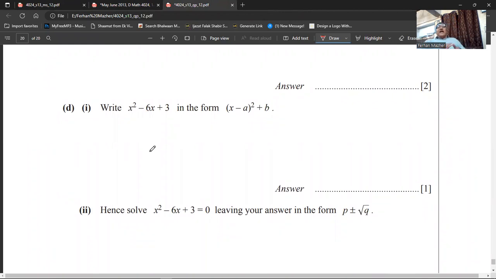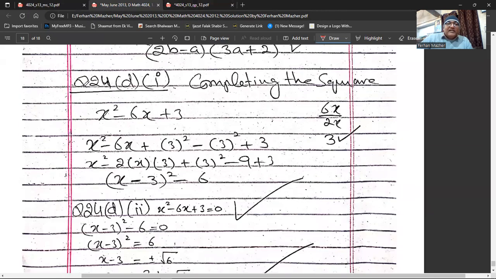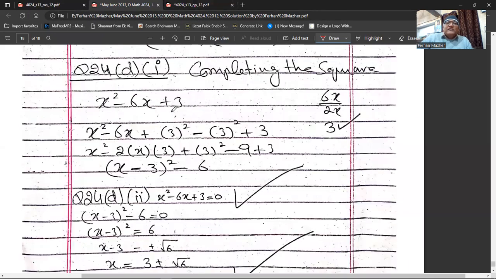He says write x squared minus 6x plus 3 in the form of this. Whenever they ask you to write the answer in this form, they are asking you to perform the completing the square method. So I will apply the completing the square method here. So the methodology is very simple. We always take this term. If here we have 1x squared, so we take this middle term and in the rough work we write it. We divide it with the 2x, whatever the thing we get.